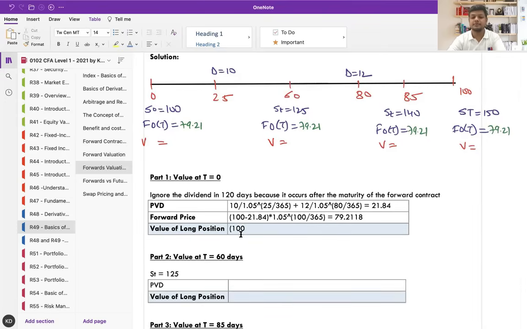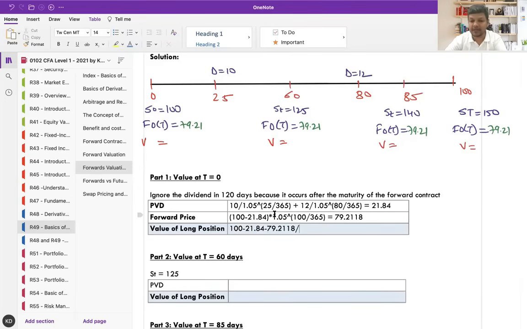100. Minus. Is there a benefit? Yes, we have a benefit of dividend. What is the present value of that? 21.84. Minus, I'm going to do the present value of the future. What is the present value of the future? 79.2118. This I will divide by this. I was supposed to pay after 100 days. So if I have to pay now, how much will I have to pay now?